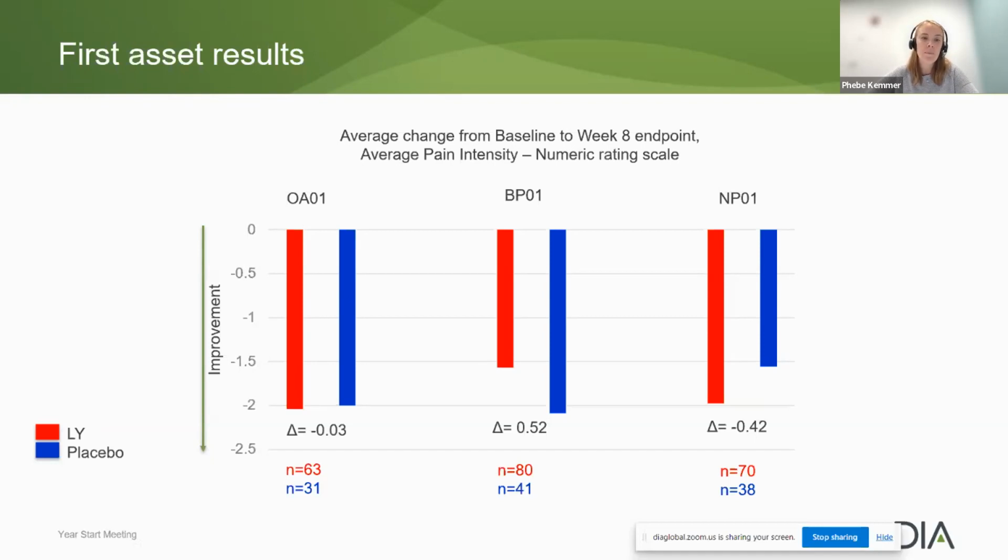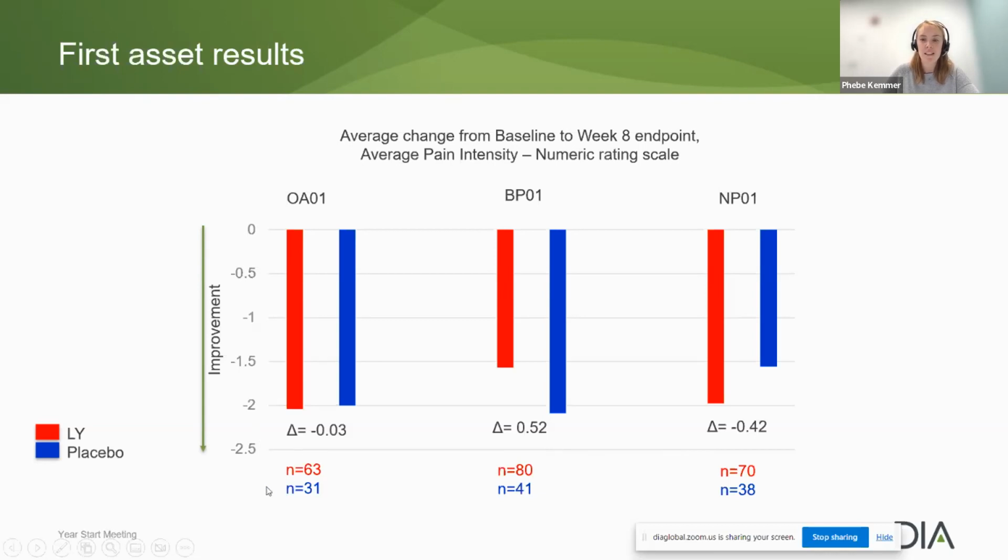neuropathic pain study. So as you can see in OA01, our treatment difference, red is the active arm, blue is placebo. Our treatment difference is fairly close to 0. For back pain, the pain reduction in placebo was actually higher than in LY. But for neuropathic pain, diabetic peripheral neuropathic pain, we actually saw the active arm perform better than placebo, as shown here. The delta is just the difference between the active and placebo arms.